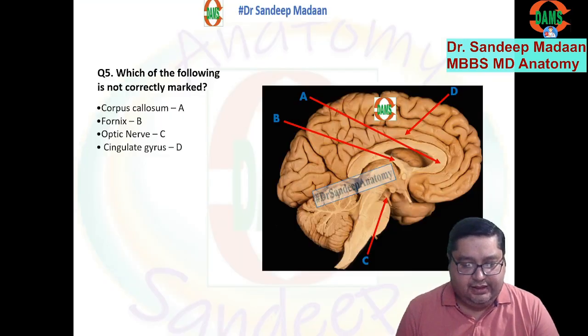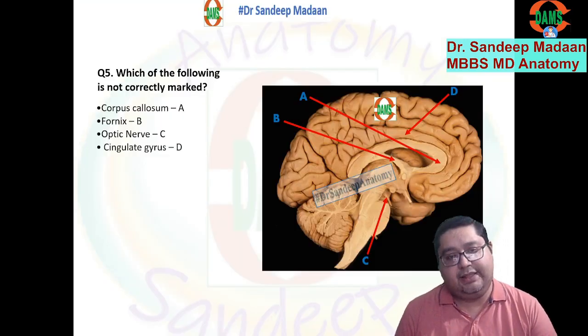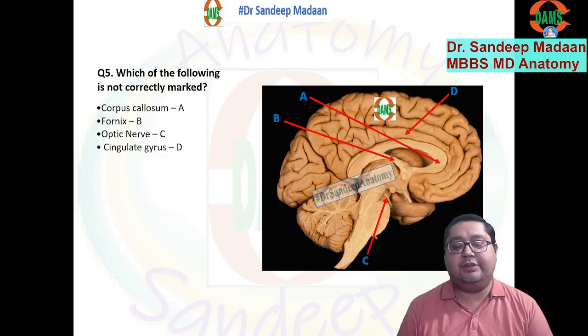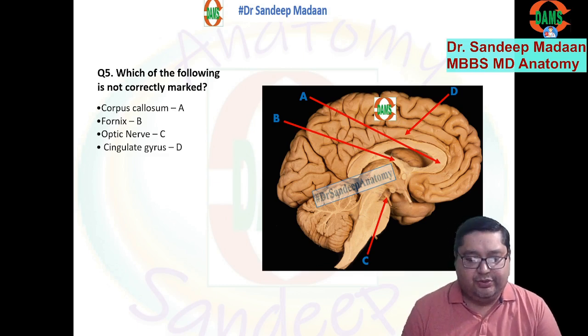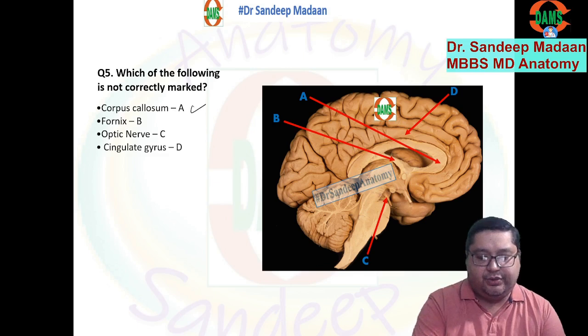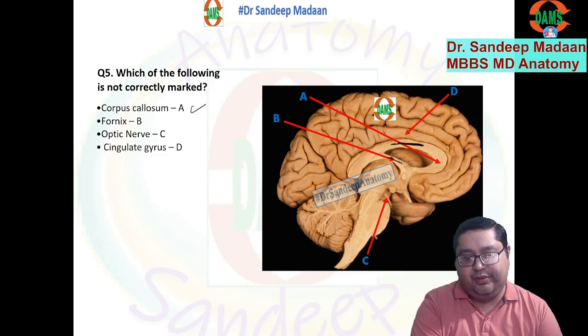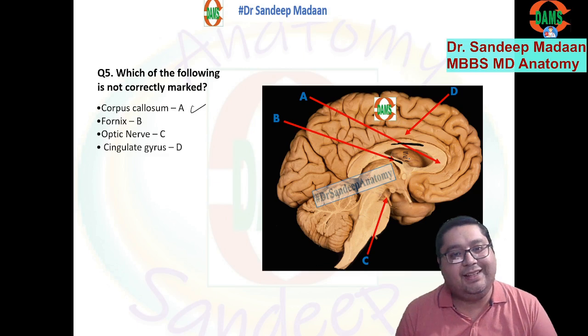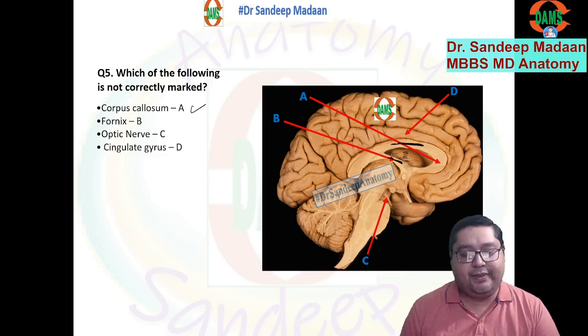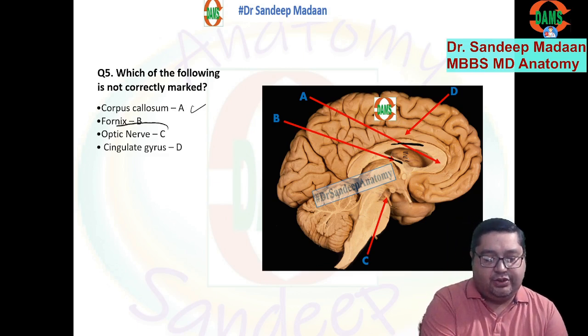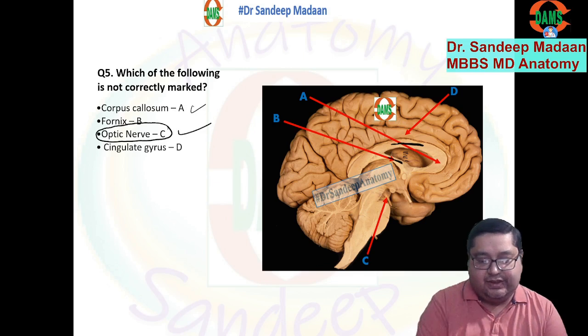Okay. Now, again, the markings are given, but the question says which one is wrong marking over here. What about A? Is it corpus callosum? That is true. What about B, is it the fornix? We have learned in the section that above will be corpus callosum, below will be fornix. In between here, if I put some septum, what septum it will be? Septum pellucidum, correct? But anyway, that has not been marked. What about C? Is it optic nerve? No. C is not optic nerve. That's why this is our answer.